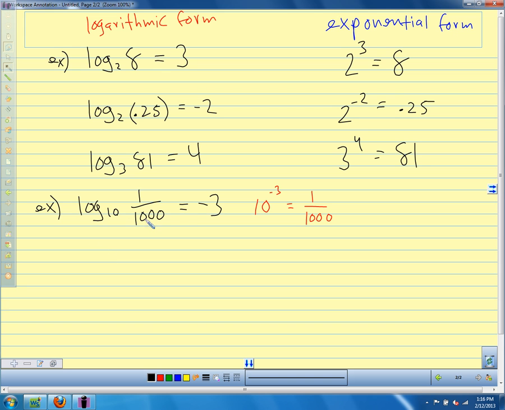So when we're evaluating, the question is asking us, what power do we have to raise our base to get this answer? So 10 to the negative 3 is 1 over 1,000.